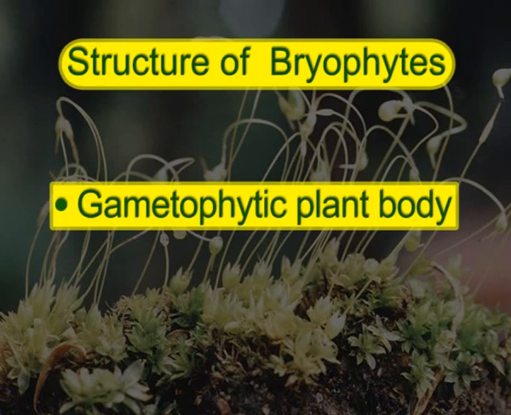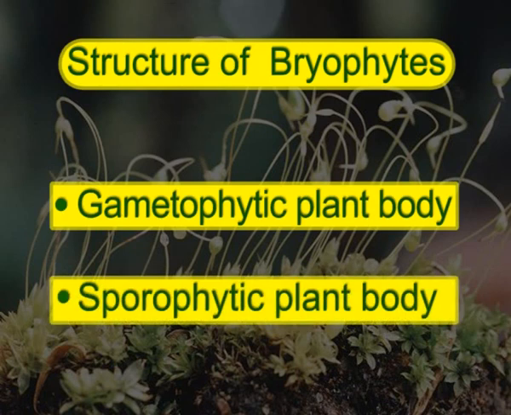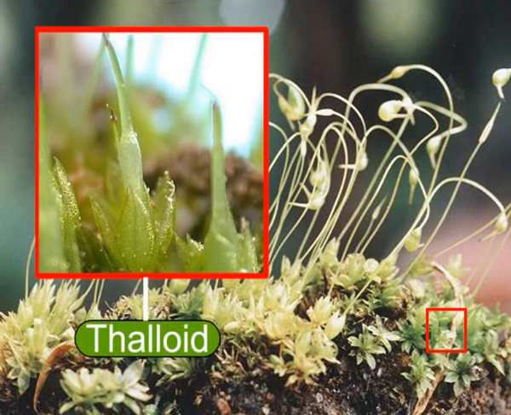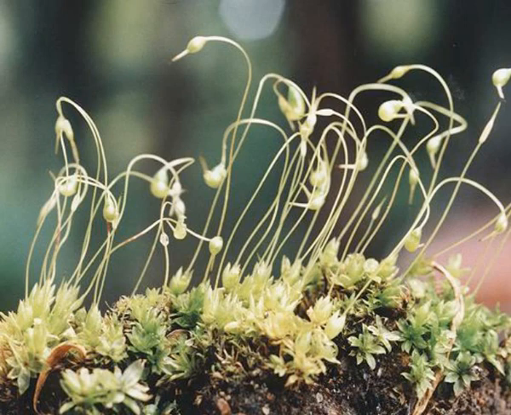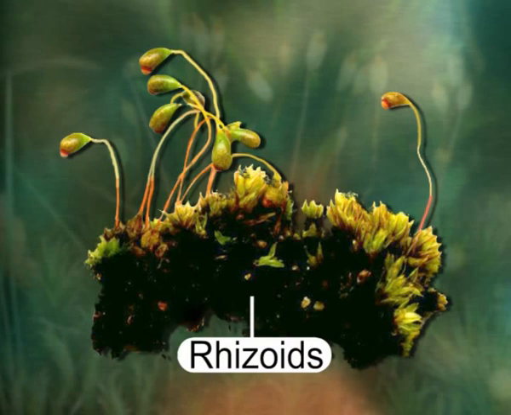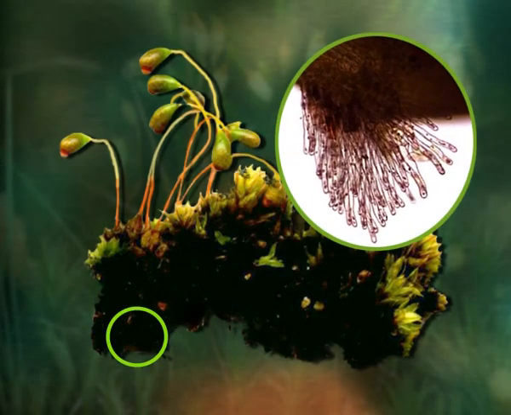gametophytic plant body and sporophytic plant body. Let us first discuss the gametophytic plant body. Gametophytes are thalloid, that is, not differentiated into true roots, true stem, and true leaves. The gametophyte is the green photosynthetic part attached to the substrate by threads or rhizoids. The roots are completely absent and they are replaced by thread-like rhizoids.